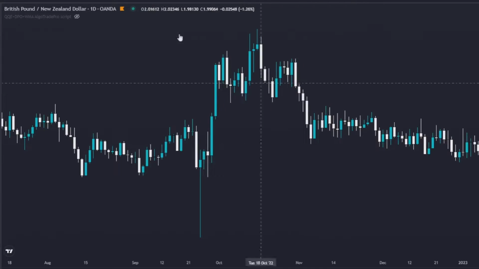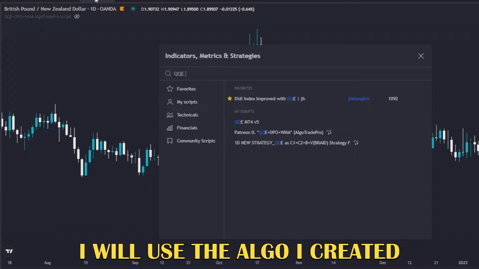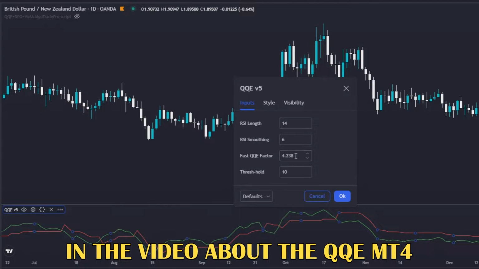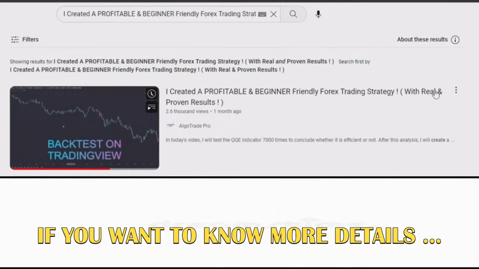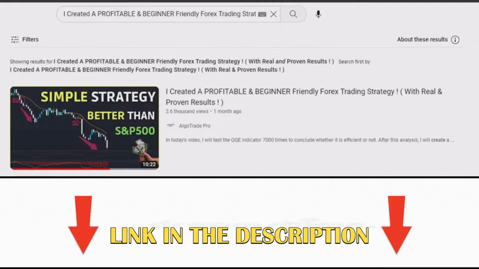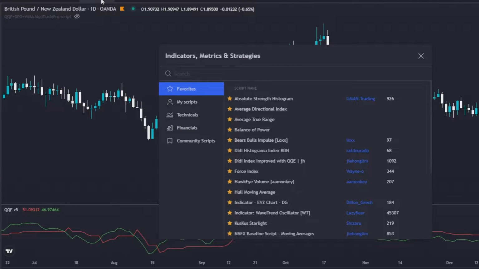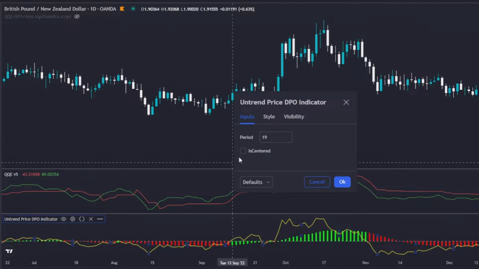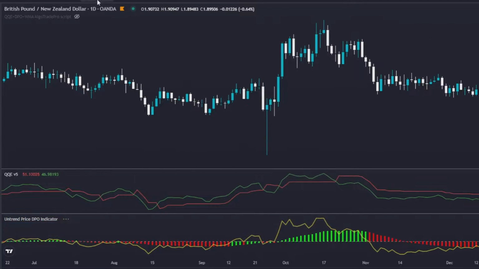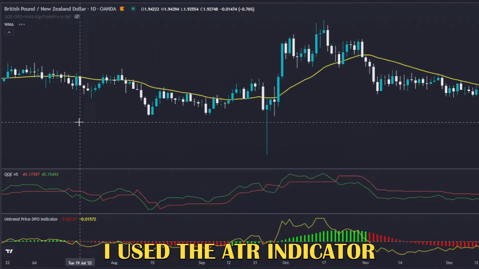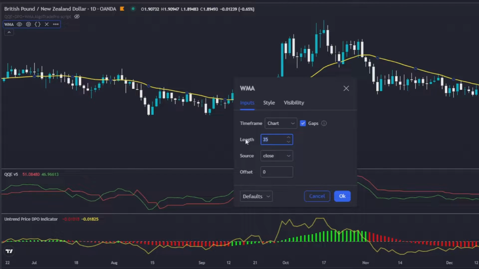Let's go! As an example, I will use the algo I created in the video about the QQE MT4 indicator. To know more details about this indicator, check out this video. I will leave the link to it in the description. The strategy created with the QQE had the detrended price DPO as a secondary confirmation indicator and the weighted moving average as a baseline. For risk management, I use the ATR indicator as usual.